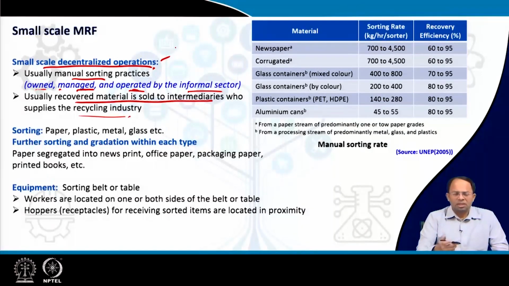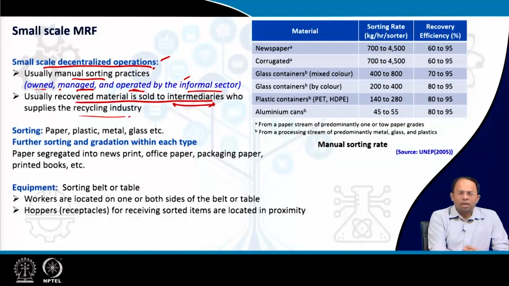So these operations are run by self-help groups, some informal workers. They don't have those linkages with the industry and all. So they will sell their material to some intermediary, and the intermediary then will take it to the recycling industry. So that's usually what we see. But of course, there could be some variations of this.